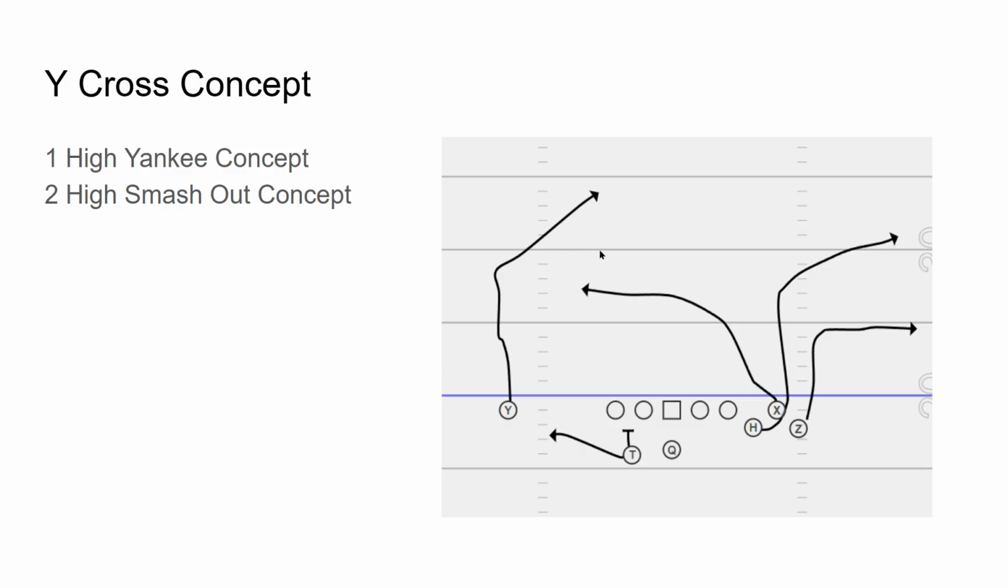So basically, it's basically reading like a divide. So obviously, if the one high safety in the middle of the field is dropping vertical, then we can throw this cross underneath across his face. But if the one high safety starts chasing the crosser, then we basically have the middle field wide open. So I really like that.